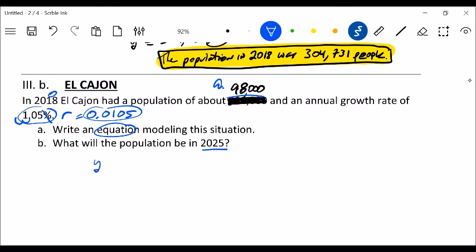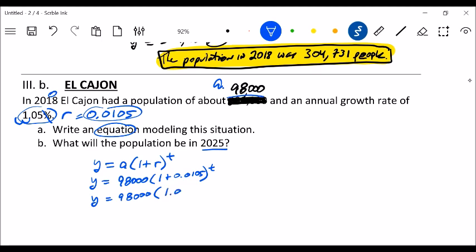Right? So we're going to use Y equals A(1 plus R)^T. We have Y is equal to 98,000 times (1 plus 0.0105)^T, and then we'll add that inside the parentheses part, 1.0105 to the T. There is our equation. That's letter A.